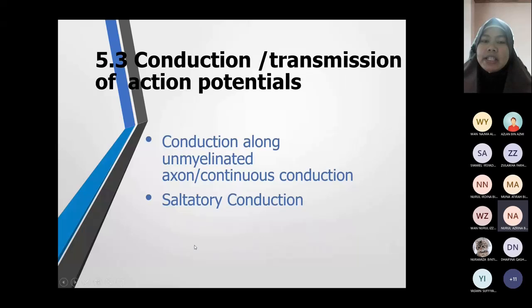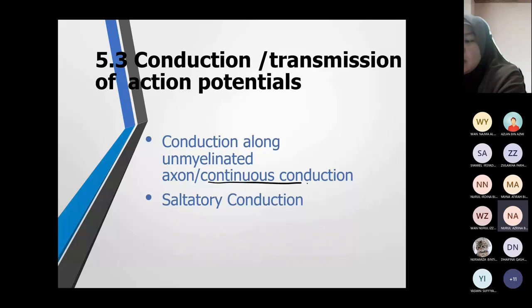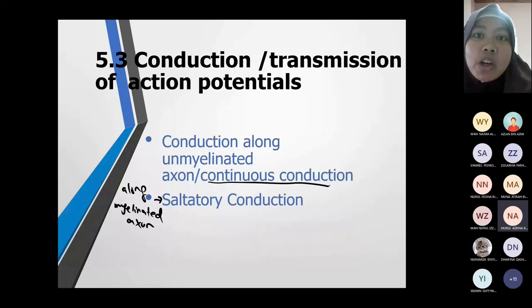Okay, so conduction along unmyelinated axon is known as continuous conduction. Okay, conduction of impulse along unmyelinated axon or unmyelinated neuron is called continuous conduction, whereby conduction of impulse along a myelinated neuron or myelinated axon is known as saltatory conduction.